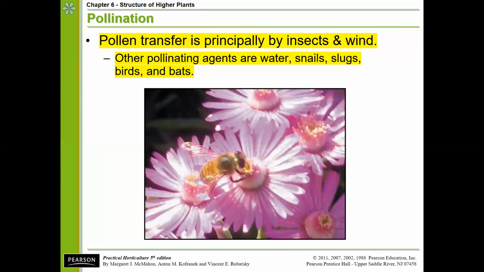Pollen transfer in cross-pollinating plants is chiefly done by insects and wind, although there are other organisms that can do that as well, and other non-living things too, like water. You have organisms like snails, slugs, birds, bats, other mammals, all kinds of things that can act as pollinators.